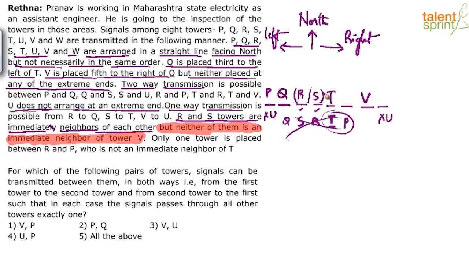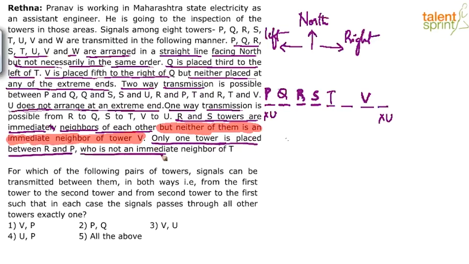R followed by S. So we can now conclude that R comes in the first position followed by S in the next position. Right? So we can clear this. It is like this. Right? R here and S here. And of course, P takes this position because only one tower is there between R and P. Now, so this point is done. Only one tower is placed between R and P, who is not an immediate neighbor of T.